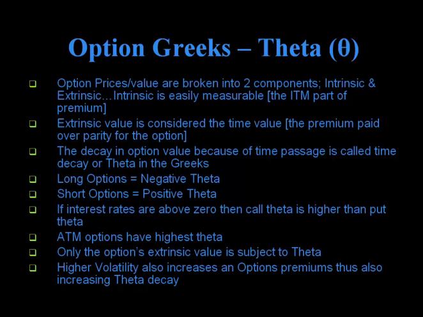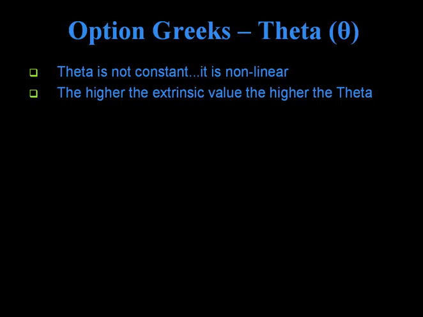Higher volatility also increases an option's premium. If you're long an option, then the option premium goes up. And if option premiums go up, then you have higher theta decay. So as volatility rises, your theta decay will go up.